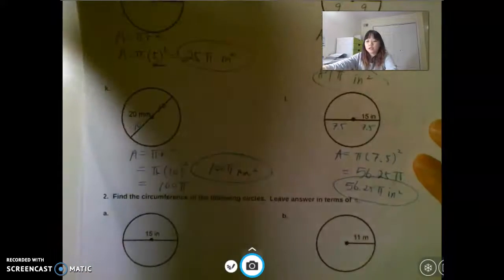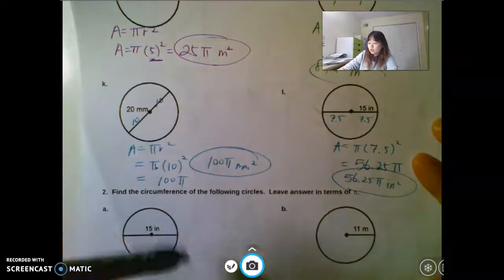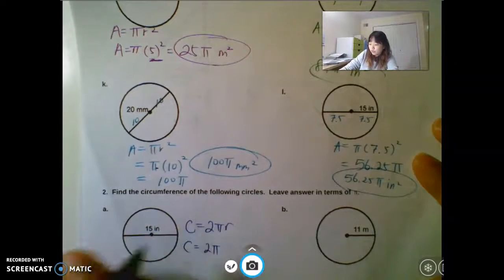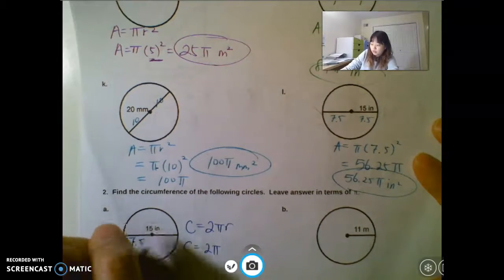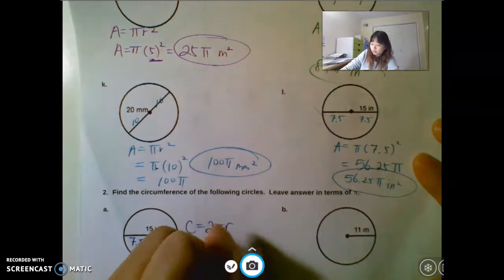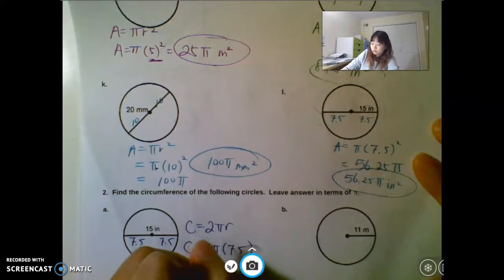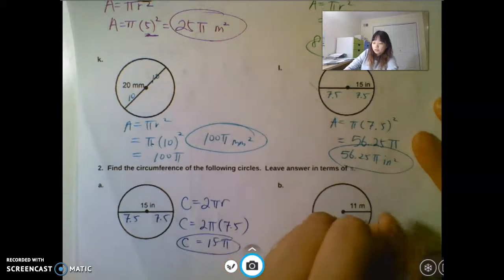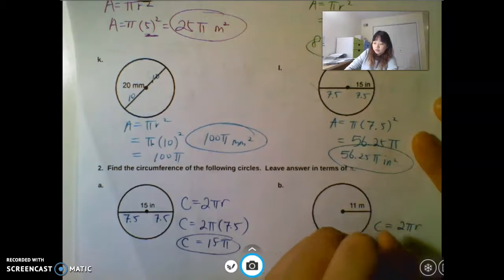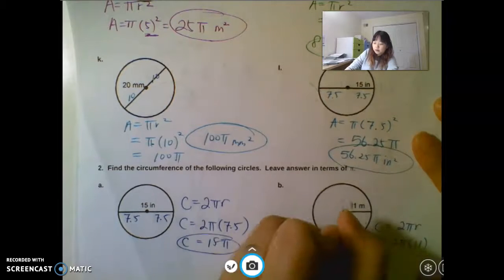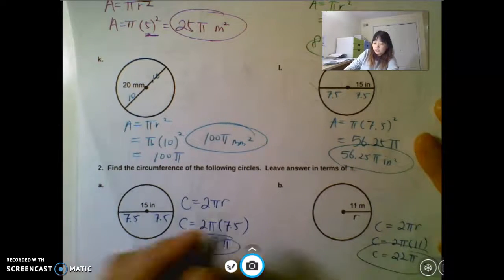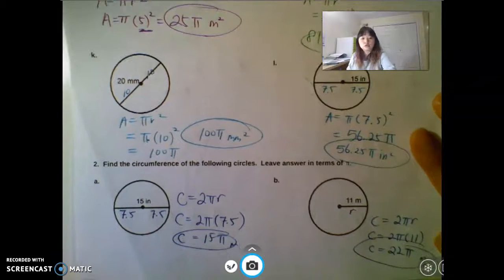And then the last two said, find the circumference of a circle. Circumference is 2 pi r. What is r? 7.5. So 2 pi times 7.5 gives you 15 pi. Last one, 2 pi r, so it is 2 pi times r, which is 11. So that is 22 pi. And the unit will be not squared, but just meters.